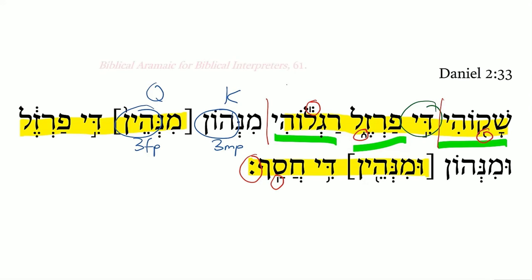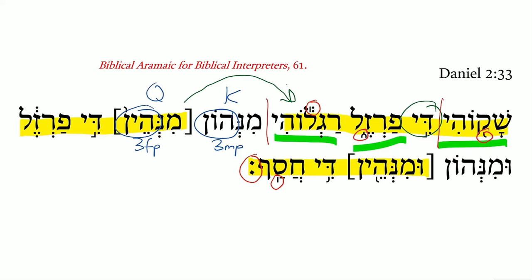You might want to look at Biblical Aramaic for Biblical Interpreters, page 61 on this, to look at the different suffix pronouns. It so happens that all of the Biblical Aramaic third person feminine plural suffix pronouns are Kare readings, but that's very appropriate because it's going back and referencing its feet, and the foot word regel is a body part, and body parts are normally feminine.